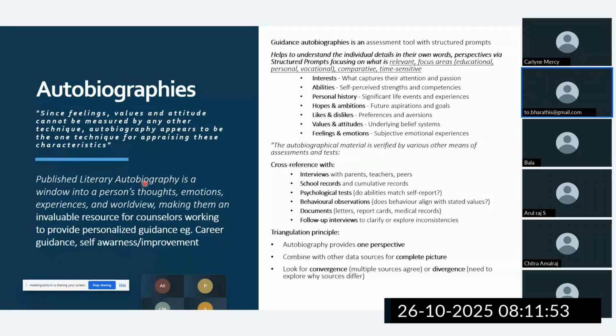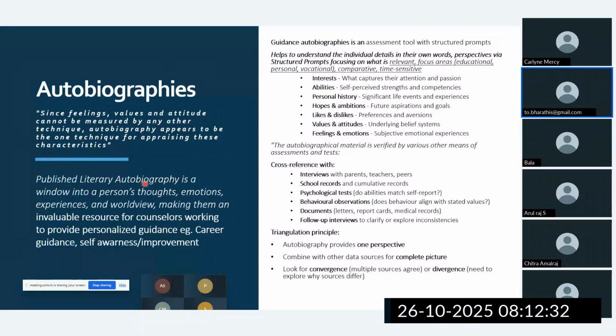But from an assessment perspective, how does it help? So then I understood there is a term called guidance autobiography, which, unlike your interviews where you ask questions and questions and questions, here you give structured prompts to the individuals, which help the individual talk about their life. Hey, tell me your school experience. How did your school go, from 5th standard to 8th standard? That's the only prompt. And allow the child to talk or write about it, right?